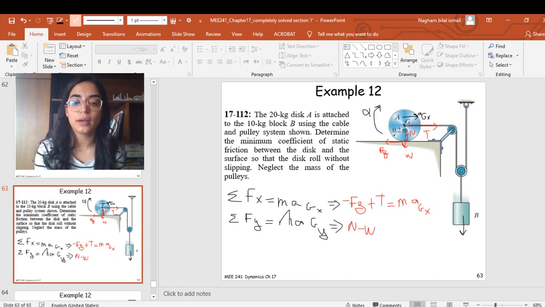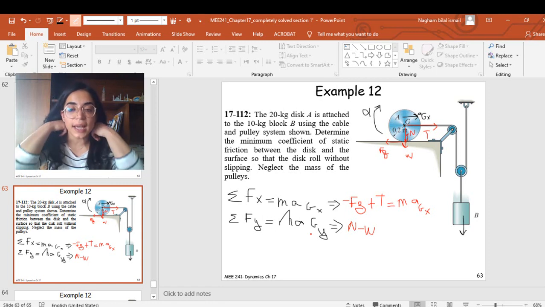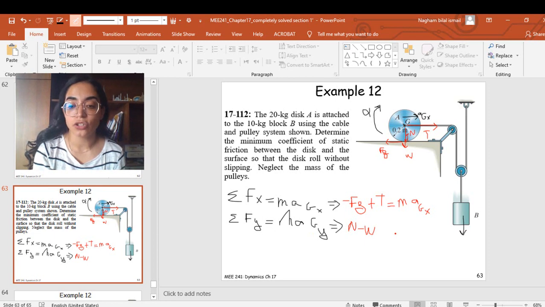What about a_Gy? Guys, if you go back, since this disk is rolling without slipping, I did the proof in chapter 16, I think, in kinematics of rigid body. We proved that in this case, the center of mass will have only a_Gx, and this a_Gx will be equal to alpha times R, which means a_Gy is equal to 0. So from the second equation, N is equal to weight.